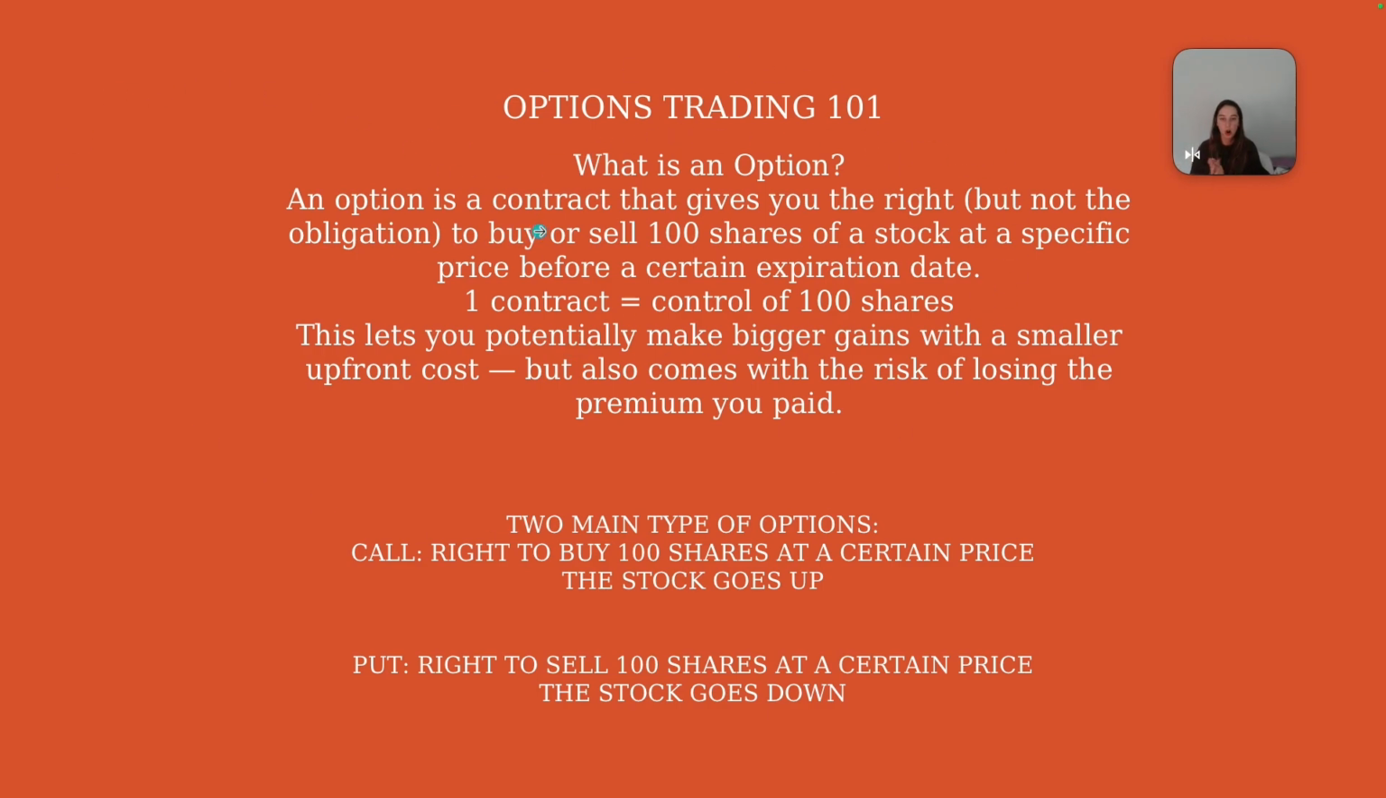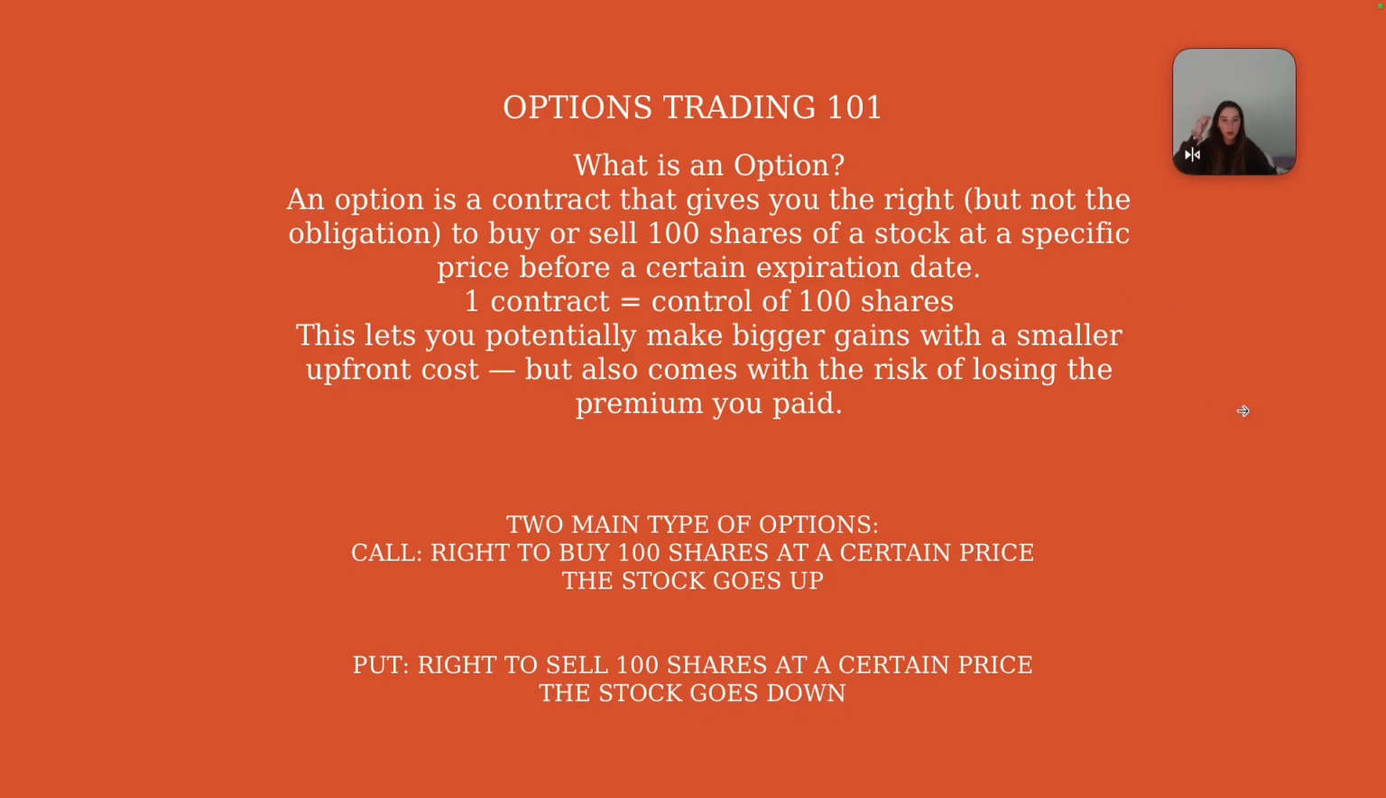An option is a contract that gives you the right, but not the obligation, to buy or sell 100 shares of a stock at a specific price before a certain expiration date. What I mean by this is one singular contract that you buy equals 100 shares, but you do not own 100 shares. All you own and all you have right to is that option contract that you had purchased. So when you buy a contract and you're like, oh, 100 shares, you don't own the 100 shares. You don't have anything really to do with the 100 shares. You own the contract, and that is it.